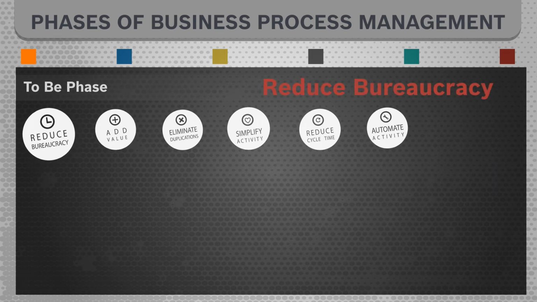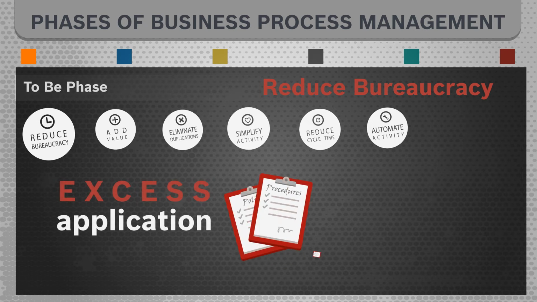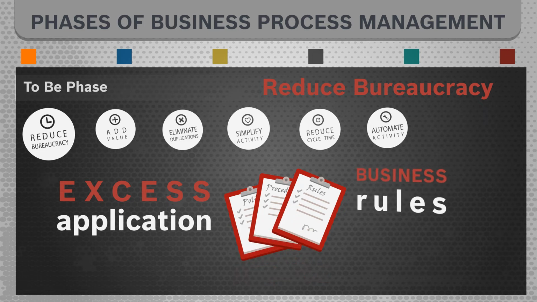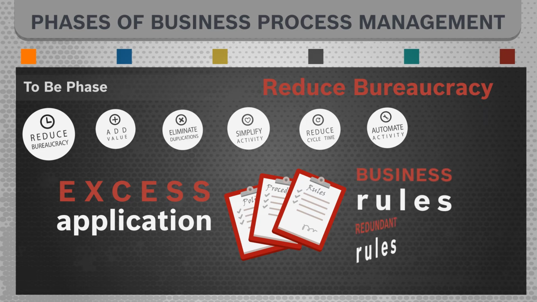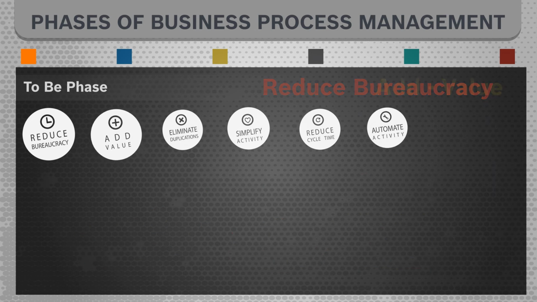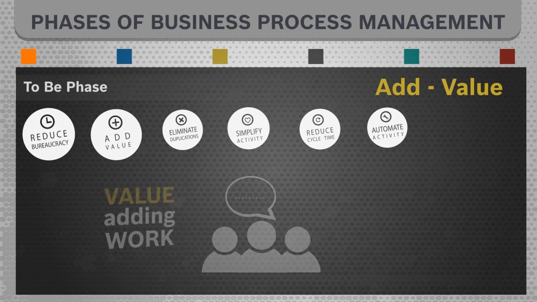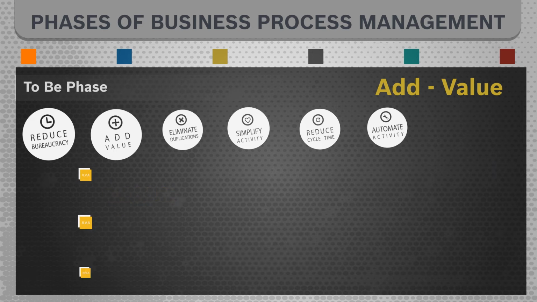Bureaucracy is usually the result of excess application of policy, procedures, and rules. In order to reduce or eliminate bureaucracy, look at the best way to satisfy the valid business rules and eliminate activities that apply redundant rules. Add value. The primary goal of a business process is to add value to the process beneficiaries. Each activity in the process should carry out value-adding work. They can be classified into 3 types.